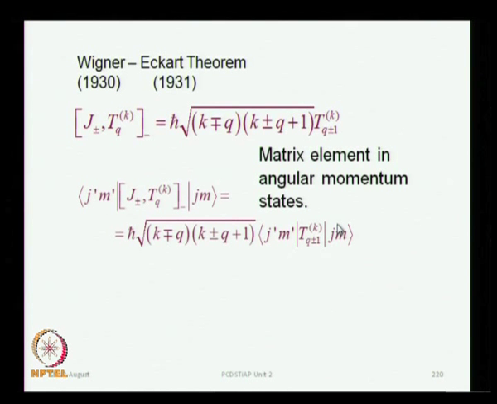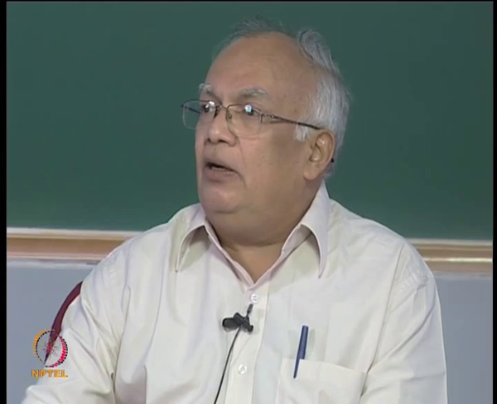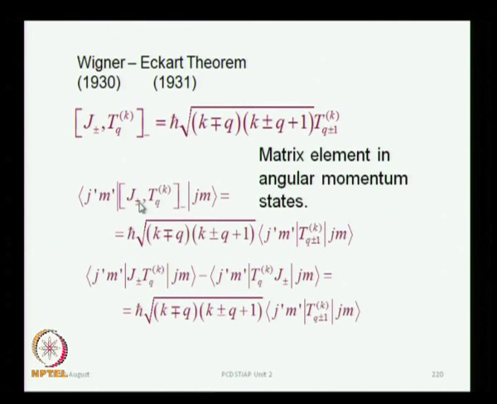Okay, so we begin with a relation which is an identity which comes from the definition of the irreducible tensor operator, and take its matrix element in angular momentum states. Now on the left hand side you have got a commutator of J plus with Tk and J minus with Tk. So you get two terms, J Tk minus Tk J, right.